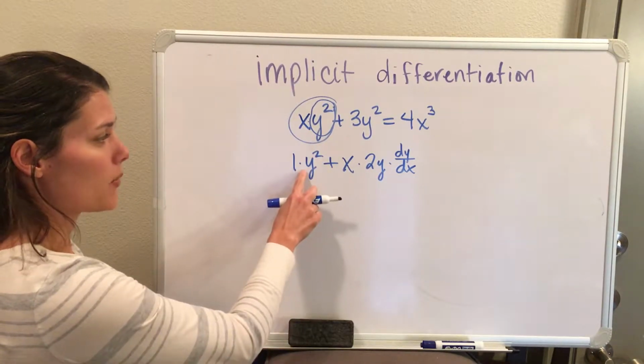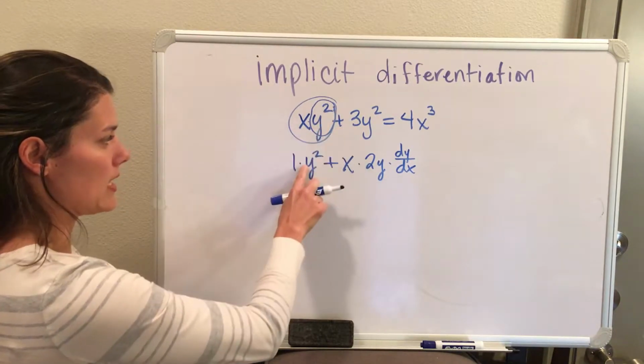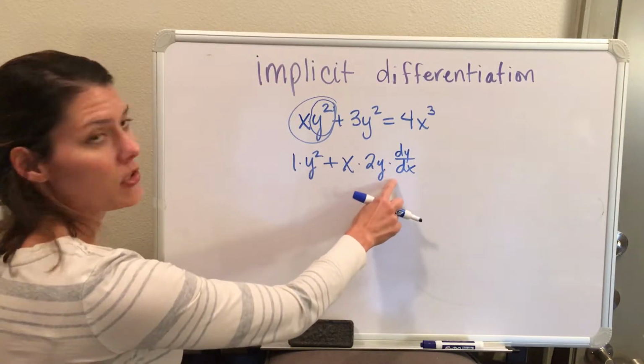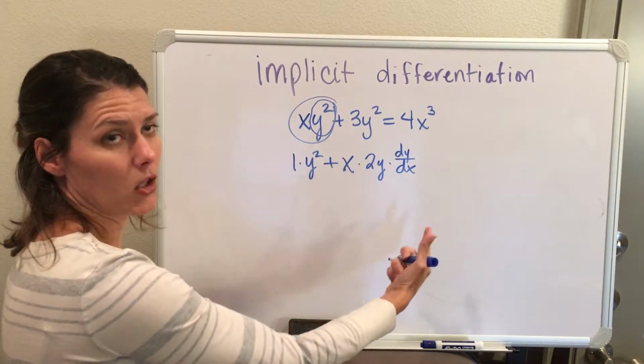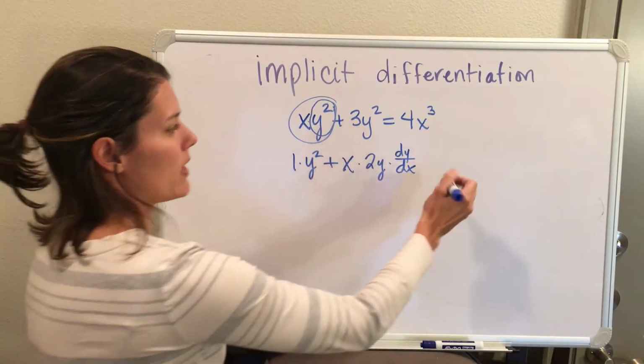Again, don't put a y prime with this first term because you did not take the derivative of y squared here. You only took the derivative of the x. You do not put it until you actually take the derivative of the y term, which would be in the second term right here. Our next term is 3y squared.